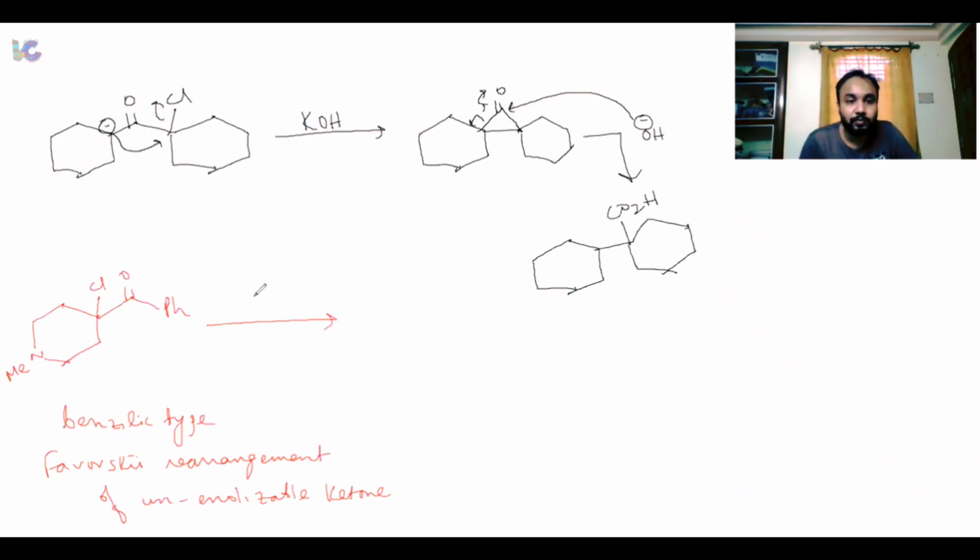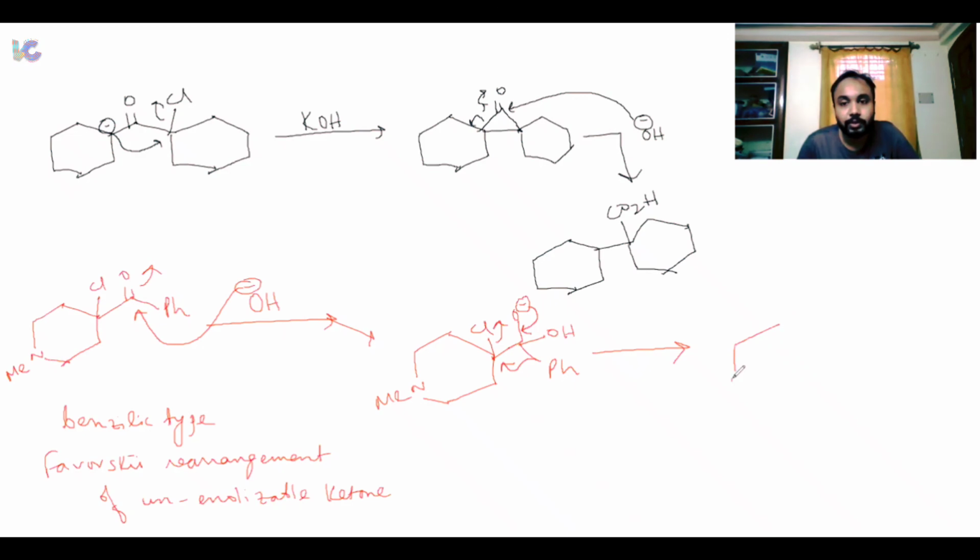So what will happen if we treat it with KOH? It will directly attack as a nucleophile. So we will get this one. This is O minus. This is OH. This is Ph, and this one is Cl minus. So what will happen? This O minus will push here, this phenyl will get migrated, and Cl minus will leave. So we will end up with this type of product. We have a phenyl group over here, and we have a carboxylic acid over here. Okay.